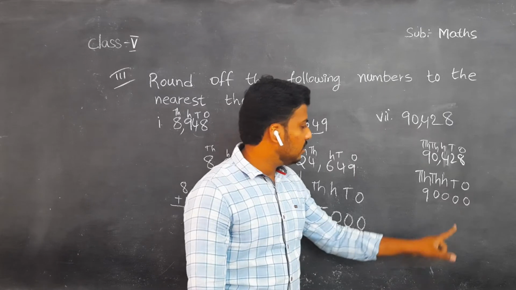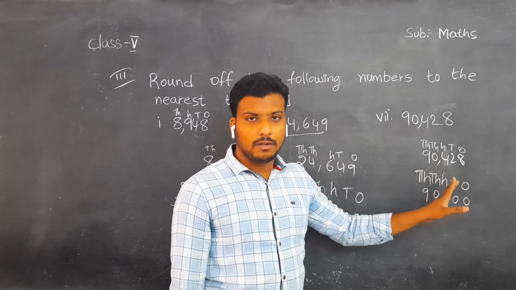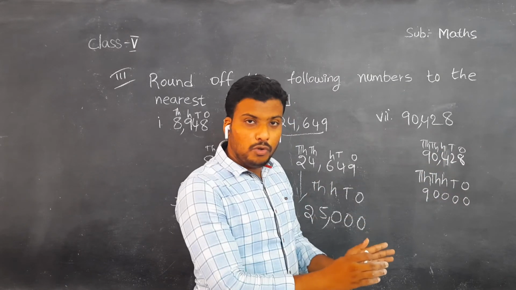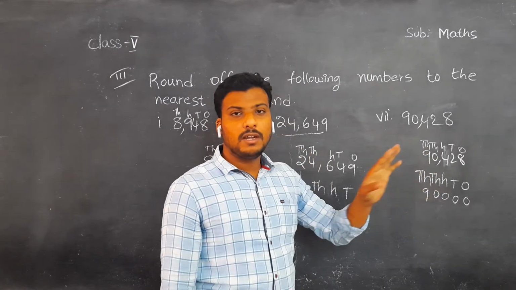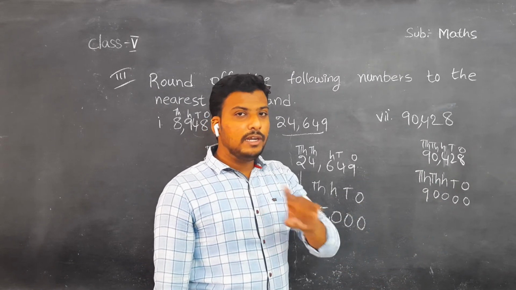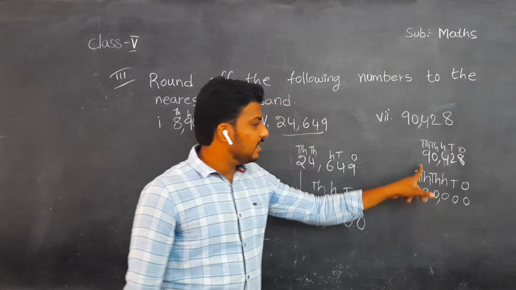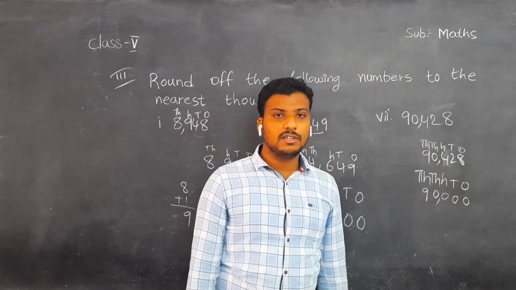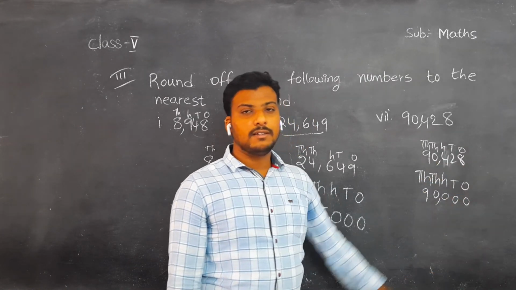Here the concept is the value 4 is less than 5. So you should not bother. Understand, children? If the value is equal to 5 or greater than 5, then you have to add plus 1 to the thousands place. But here the value 4 is less than the value 5. So you need not bother, you simply keep zeros. 90,000. 90,000 is the nearest thousand to 90,428. Understand, children?